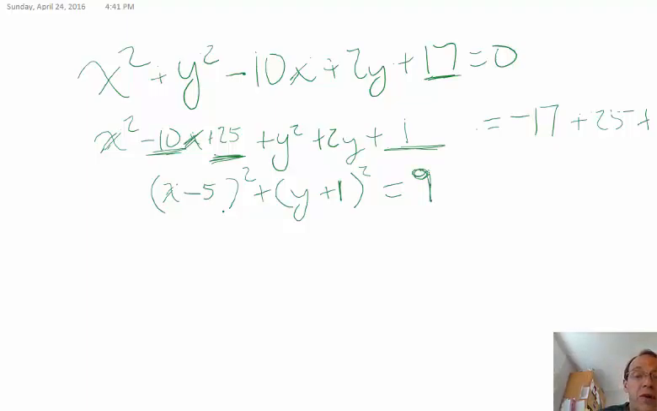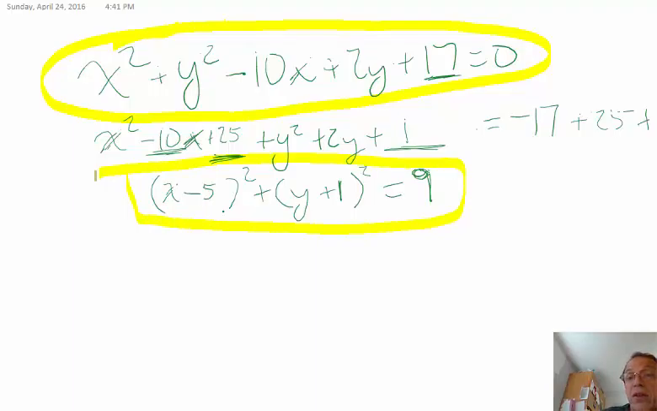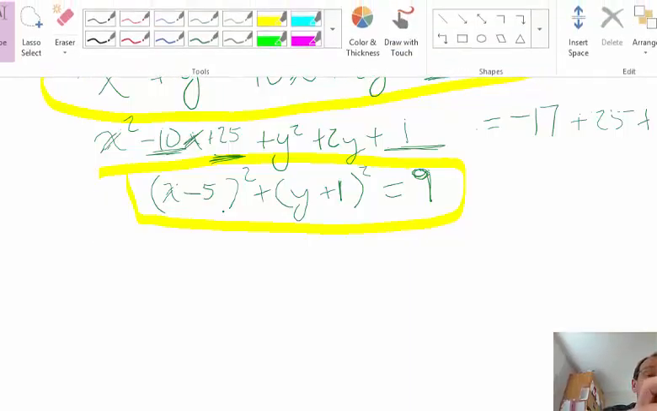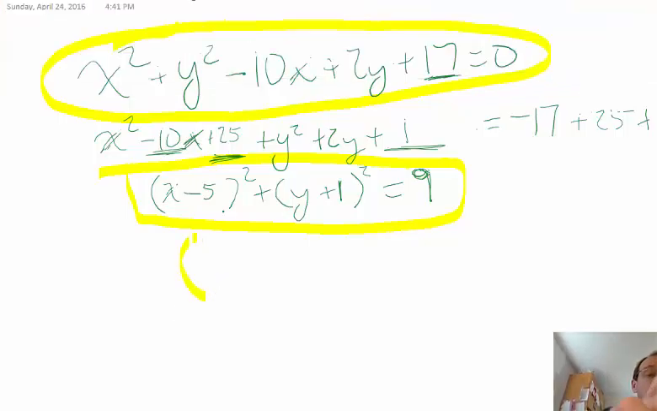So now I'm in standard form. I started in this form, which isn't standard form, it's what's known as general form, and now we ended up in standard form. And now I can quickly tell what the center and the radius is. The center is 5, negative 1, and the radius is the square root of 9, which is 3.